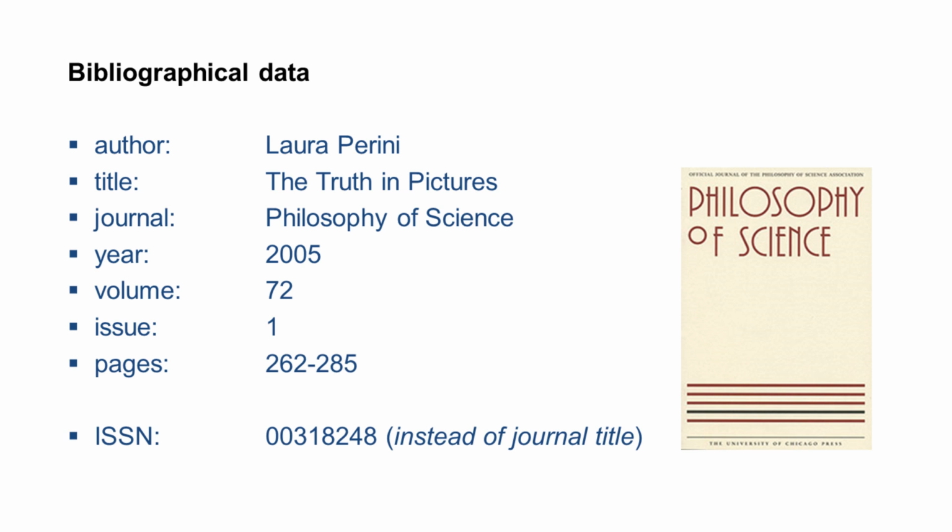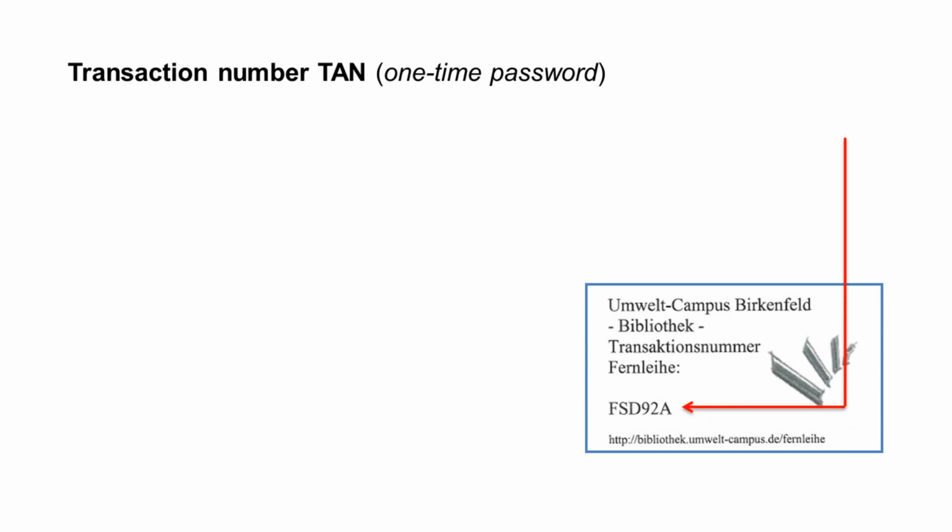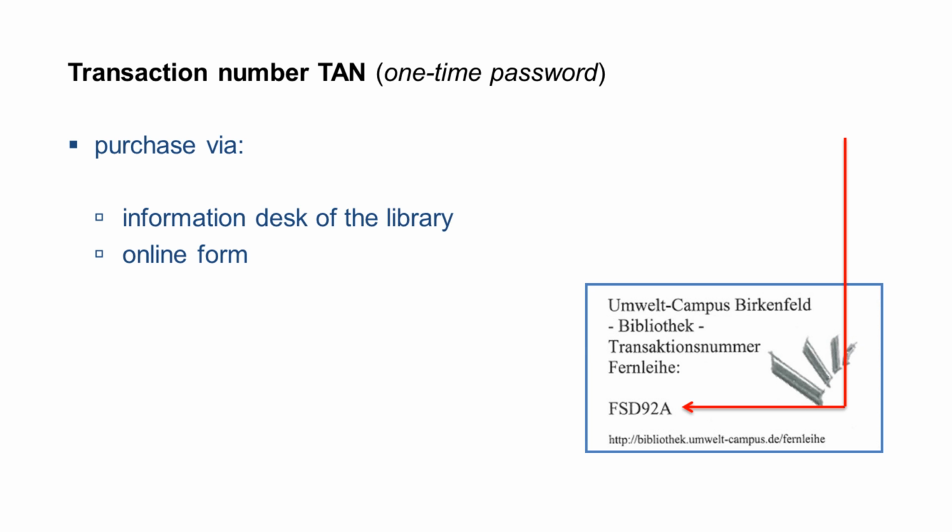As an alternative to the name of the journal, it will be sufficient to note the print ISSN, which means the International Standard Serial Number of the printed edition of the journal. It can even make the search easier. Furthermore, you need a transaction number, or shortly a TAN. You can acquire the TAN at the information desk of the library or via an online form. You can find the form on the library website under Forms and Links.